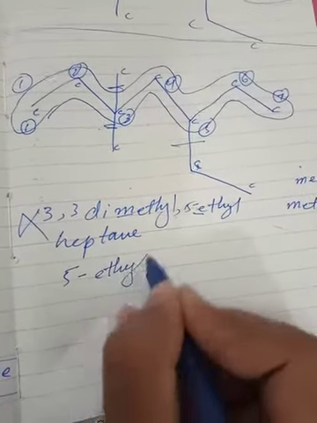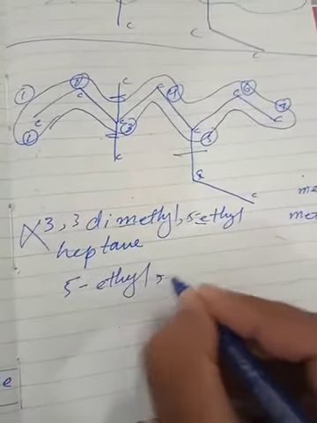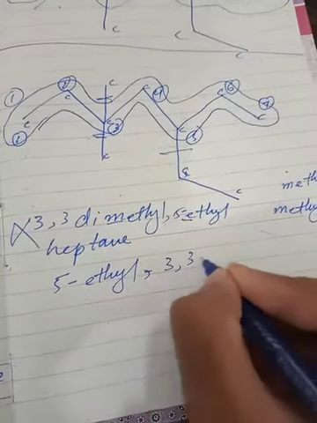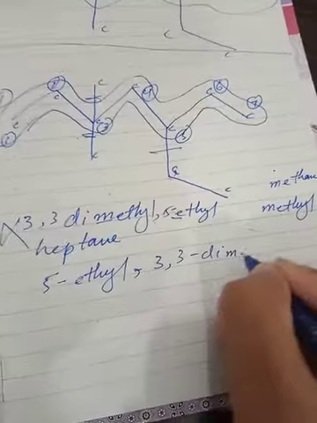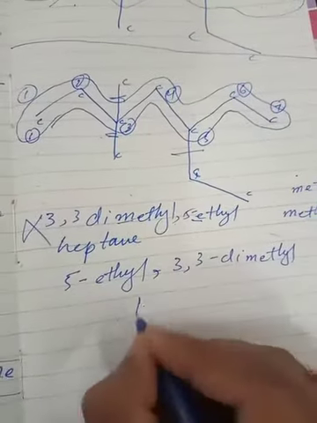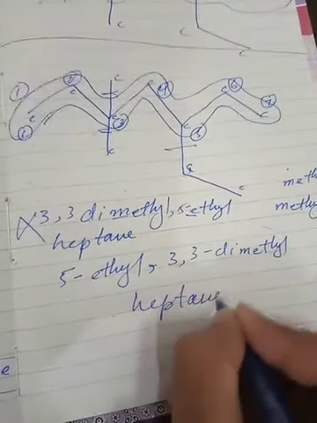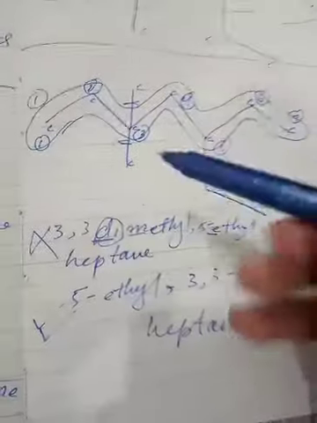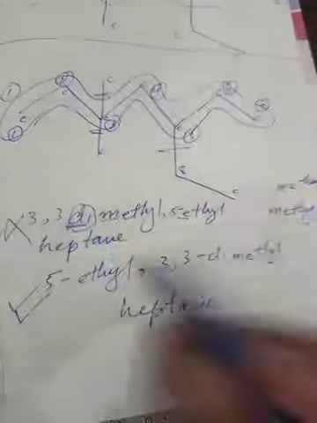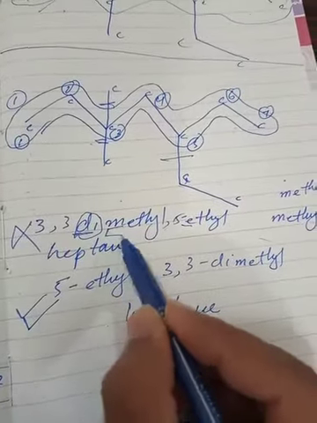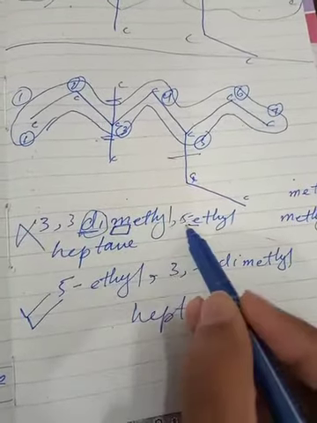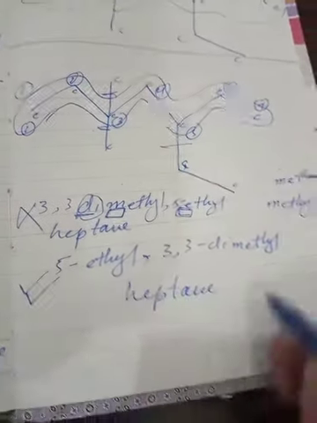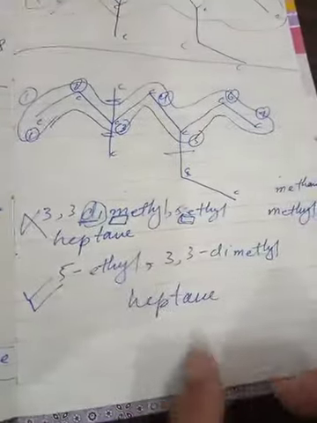5-ethyl-3,3-dimethylheptane. This is the correct one. You don't have to focus on di because it's telling the number of substituents attached on a single carbon. You have to focus on the beginning alphabet of the substituent. Okay, so this one is correct. Let's move on to our next question.